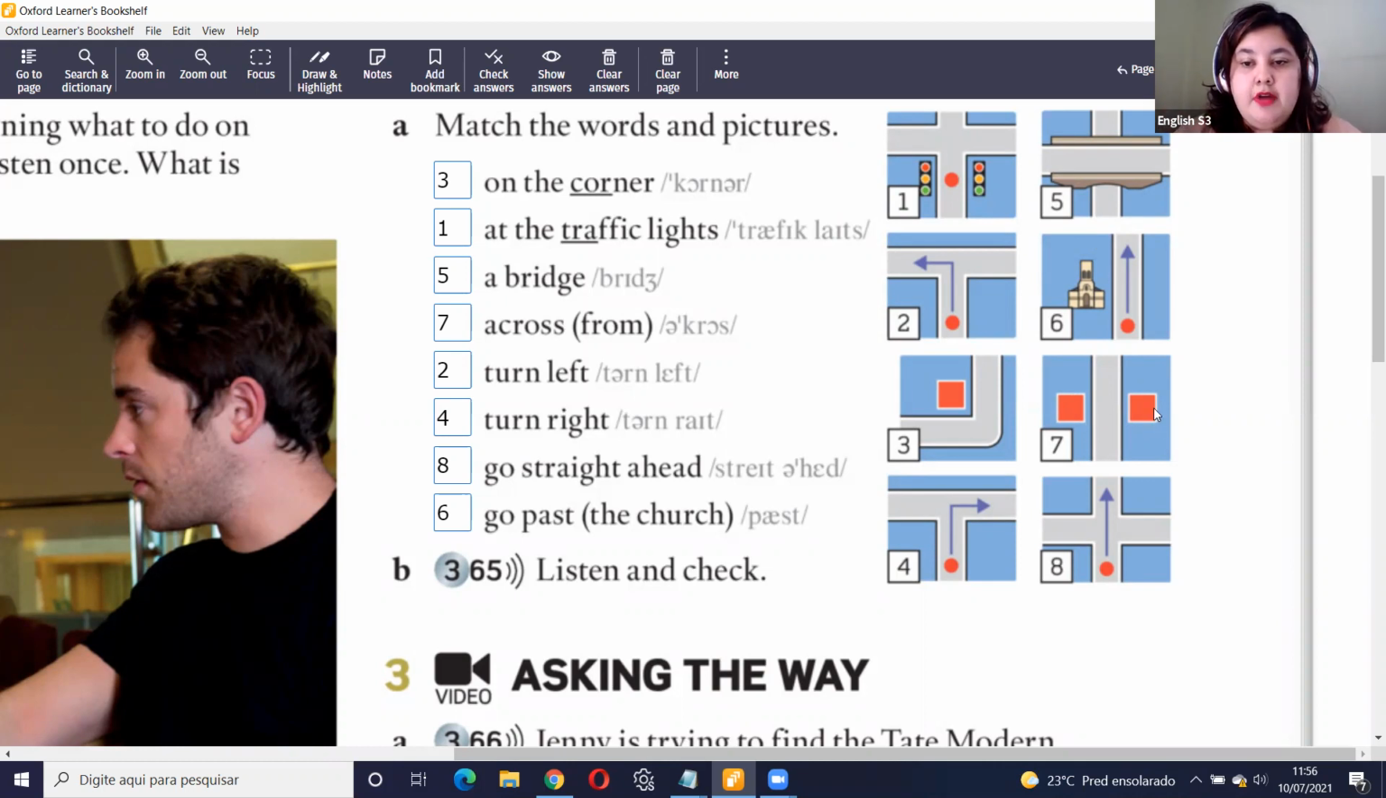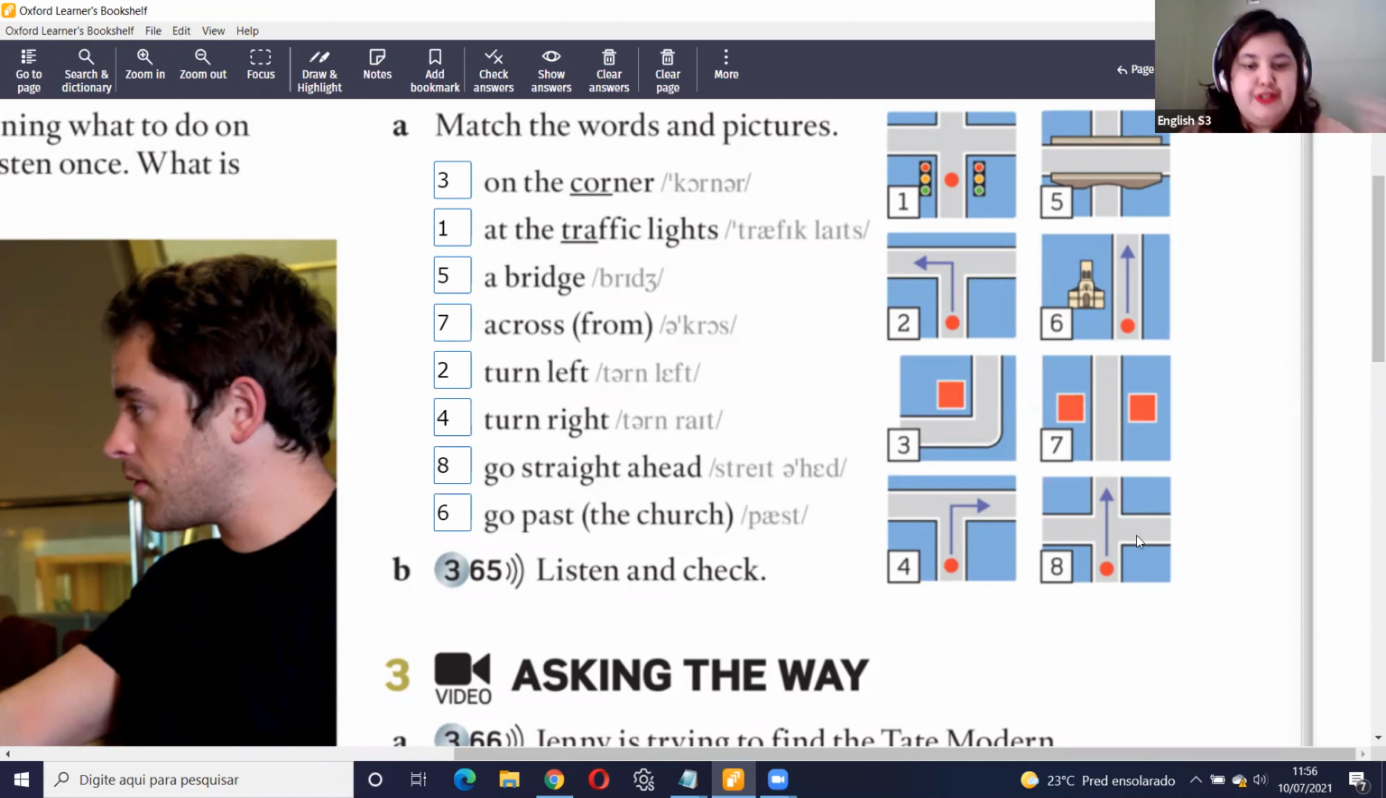Number 7 is across from. Lembrem-se que tem uma diferença entre in front of e across from. In front of é literalmente na frente. Então, se tiver alguém, eu tô vendo o cabelo da pessoa, a pessoa tá de costas para mim, mas ela tá na minha frente, na fila, she is in front of me. Se ela estiver virada para mim, ou se eu tô de um lado da rua e tem uma pessoa do outro lado, she is across from me.